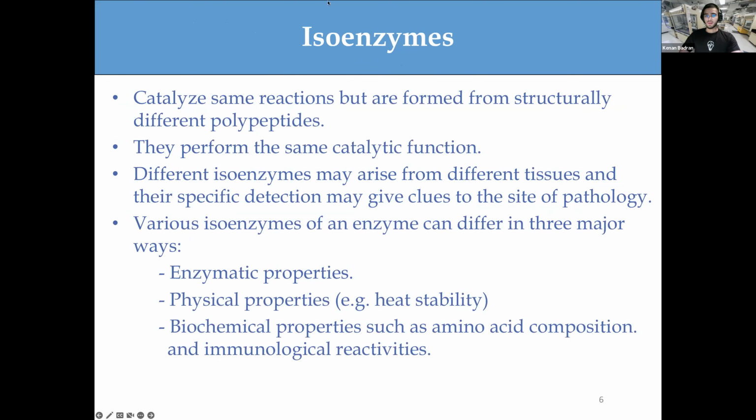Now I'm going to explain what isoenzymes are. We said that they're enzymes that catalyze the same reaction but are structurally different, and they have different kinetics. Different isoenzymes may arise from different tissues, and their specific detection may give clues to the cytopathology. Enzymes can differ in three major ways: enzymatic properties, such as kinetics, and physical properties, such as heat stability and pH, as well as biochemical properties, such as amino acid composition, and immunological reactivities.